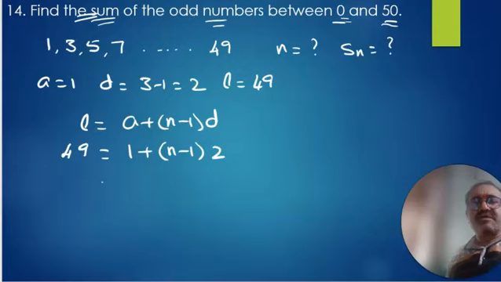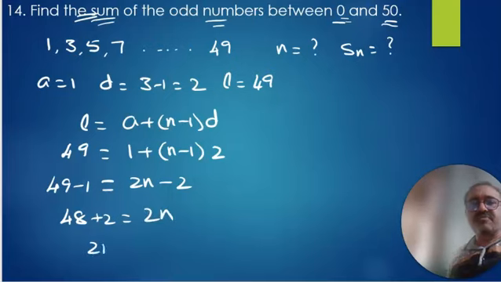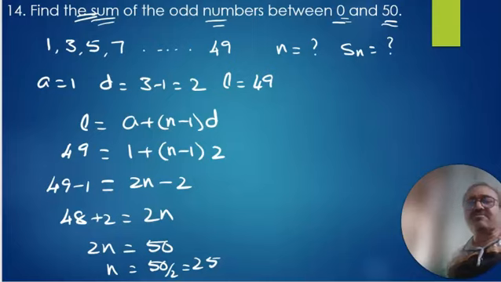So 49 minus 1 is equal to 2 into n minus 1, 2n minus 2. This is 48 plus 2 is equal to 2n. Now 2n is equal to 50. n is equal to 50 by 2. What is n? n is equal to 25. Now we should find out the sum of 25 terms, because these 25 terms are in between 0 and 50. 1 to 49 means between 0 and 50.